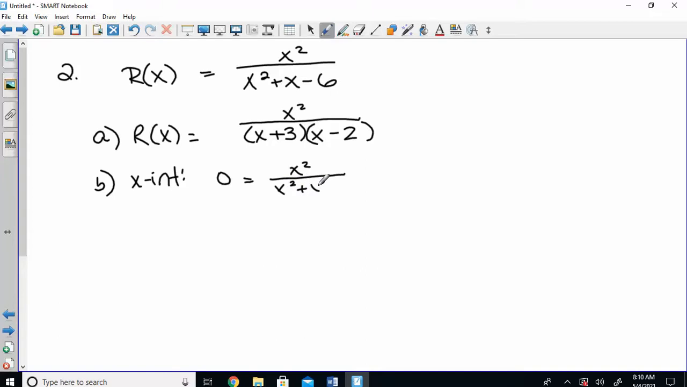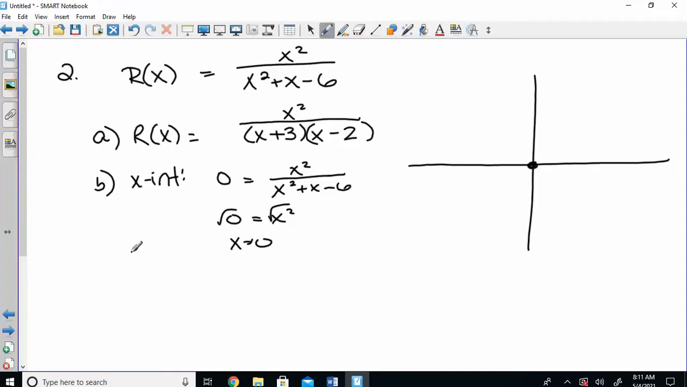You can do it in the factored or the original. The first thing you would do is multiply by your denominator. And what's 0 times anything? So when we did these, we talked about the x-intercept is really what makes the top of the fraction equal 0. So if you square root, you get x equals 0. So we hit our x-axis at 0. Y-intercept is where you cross the y-axis, so that means x is equal to 0. So if you plug in a 0 for all of your x's, you get 0 over -6, which is 0.